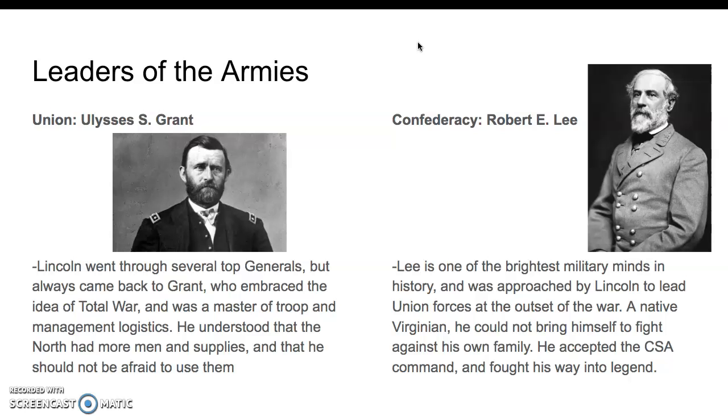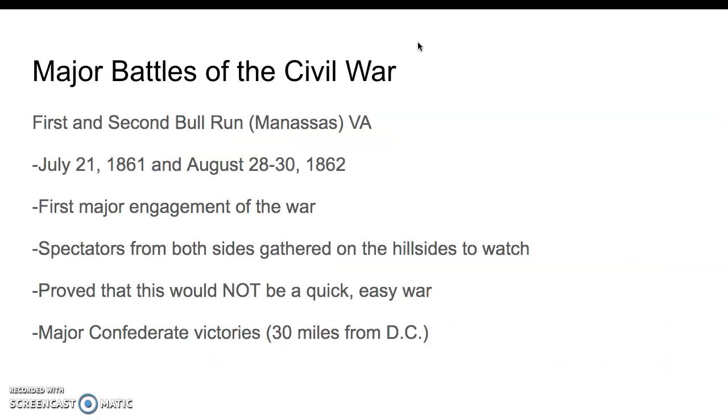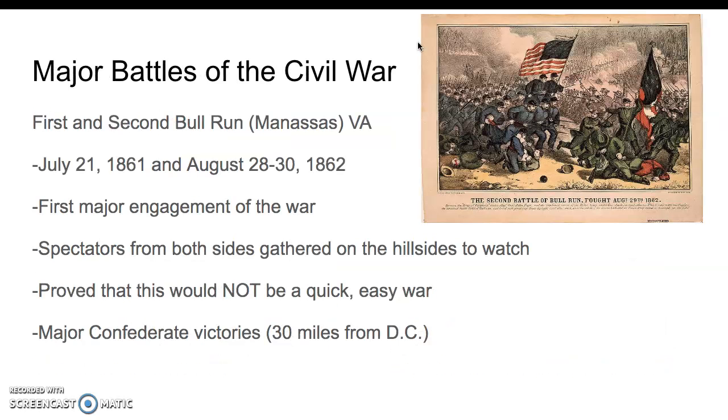Robert E. Lee is generally considered one of the brightest military minds in history, and was approached by Lincoln to lead the Union forces at the beginning of the war. A native Virginian, he could not bring himself to fight against his own family. He then accepted the CSA command and fought his way into legend. He's still remembered fondly by people on both sides as a true gentleman.